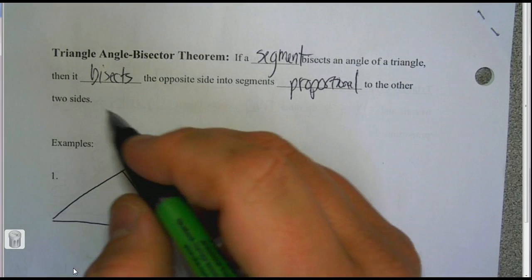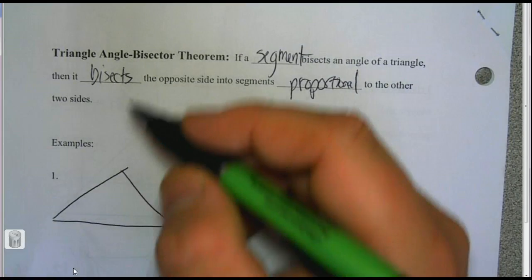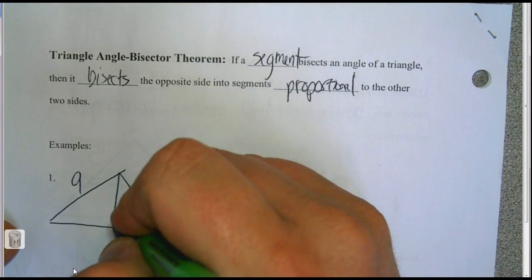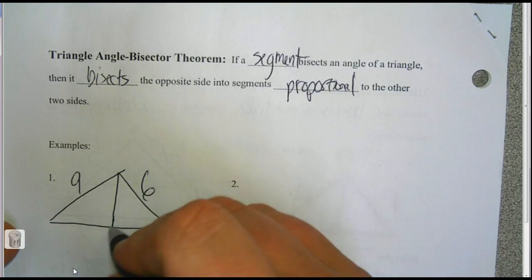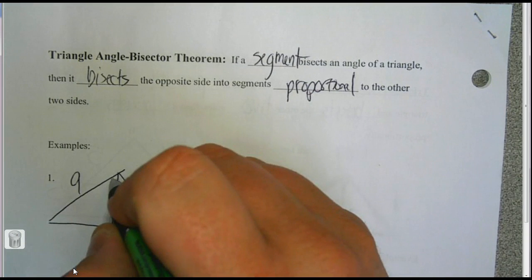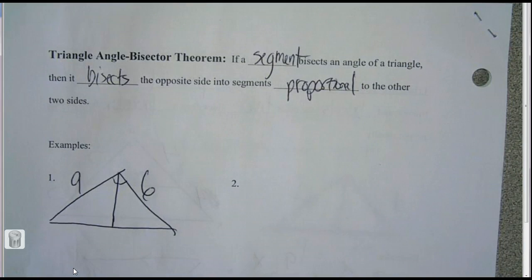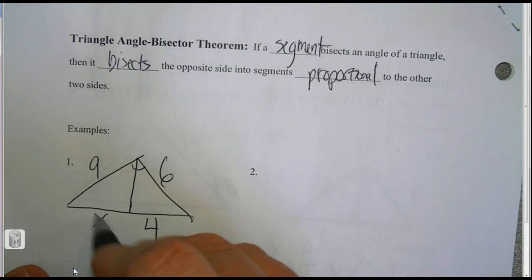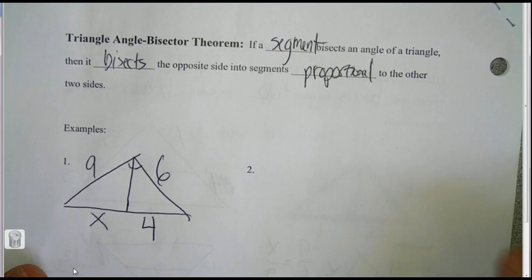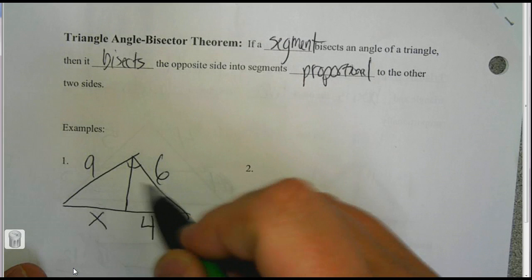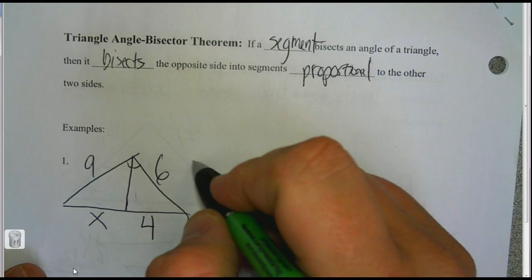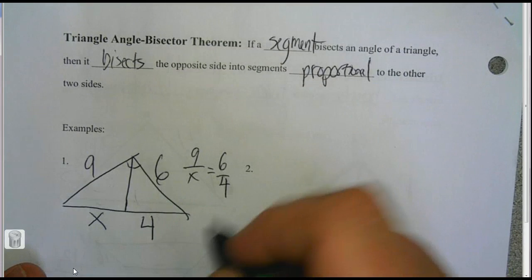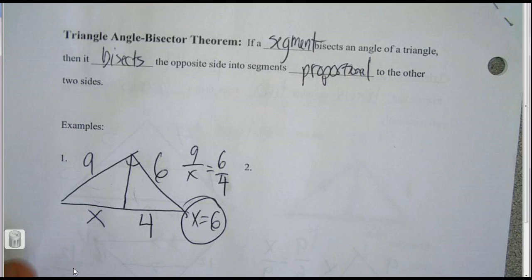But let's say we know that this is 9 and this is 6. And we have this angle right here, this line, and it bisects this angle right here. If we know that this is 4 and we're trying to find this piece, well, we can set up a ratio because essentially this triangle is similar to this triangle. So 9 over x is equal to 6 over 4. We cross multiply and we find out x is equal to 6.